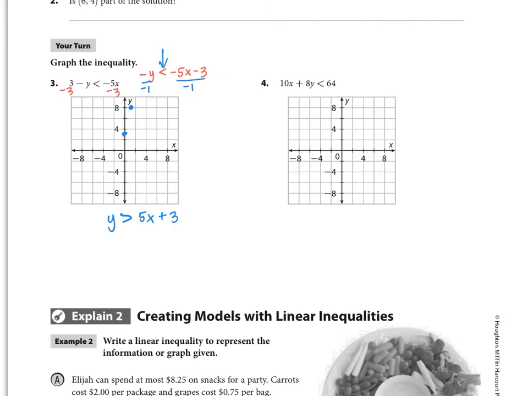So now before I draw my line, because it is greater than, that's going to be dashed. So it's going to look like this. Draw it all the way through the graph, by the way. Please do that. And because it's greater than, I am going to shade above. If I just choose any point on the line and go up, that is the section I'm going to shade.